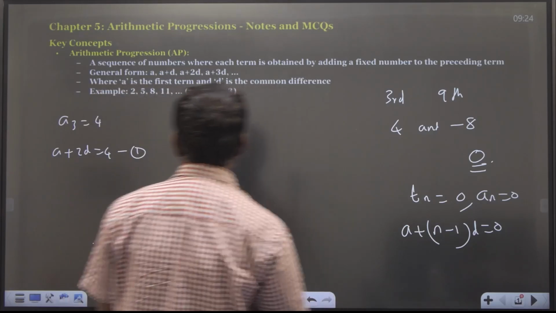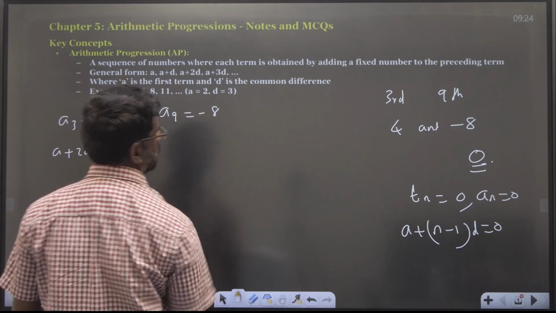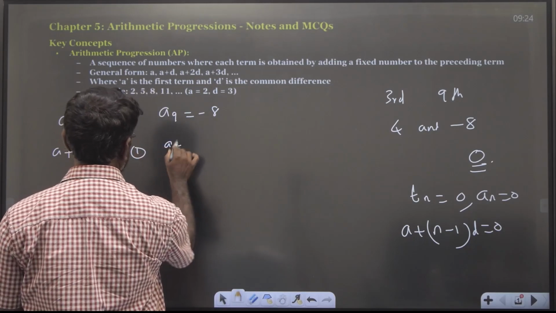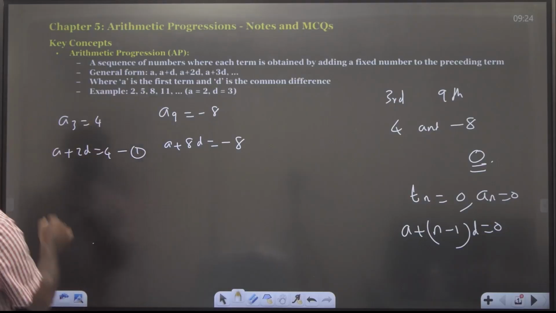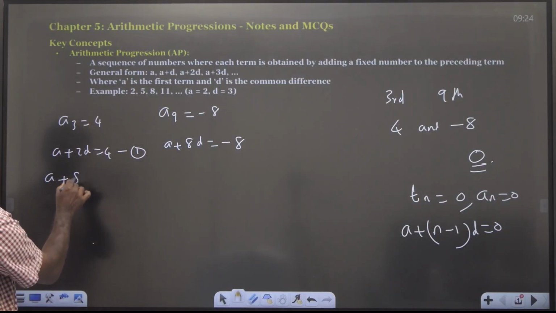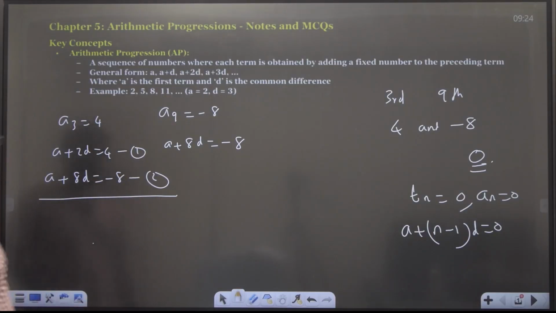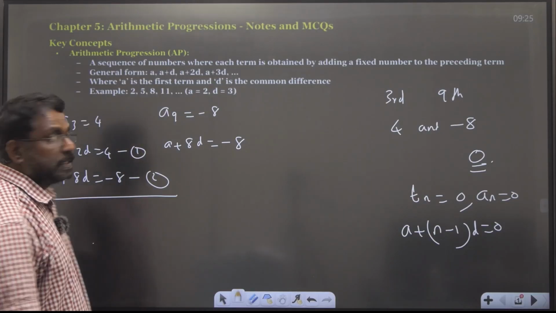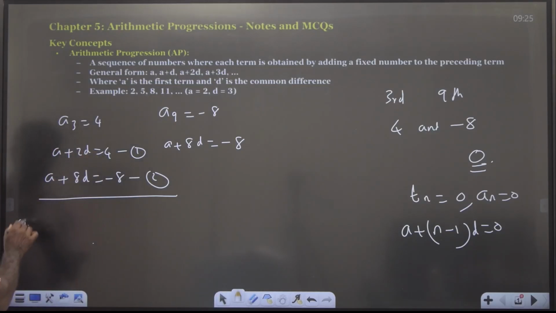Ninth term is -8. A9 is a plus 8d, minus 8. We can write here a plus 8d equals minus 8, take it as equation 2. Solve using these two equations, both are linear equations in two variables, a and d. Already we discussed how to solve simultaneous linear equations.